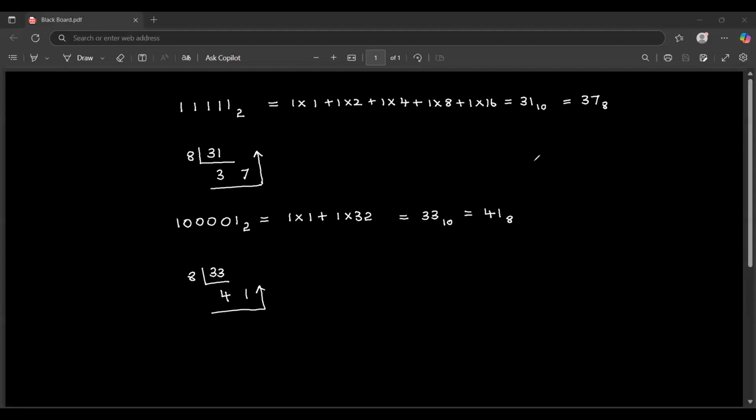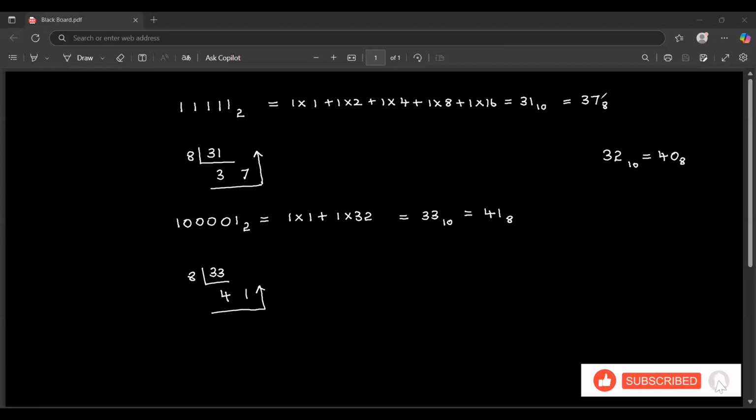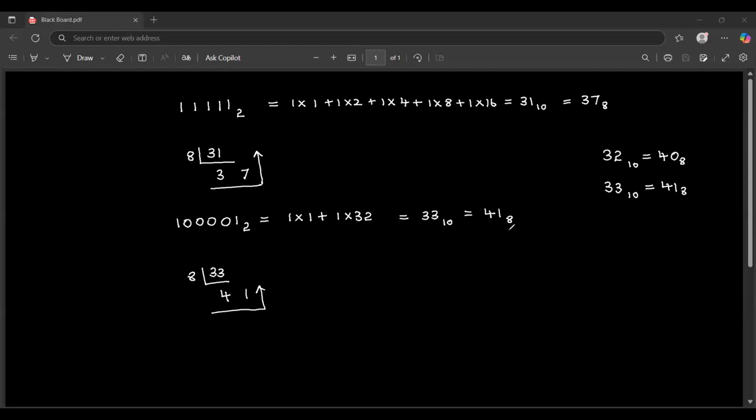How did I do that directly? Well, I know 31 to the base 10 is equal to 37 to the base 8. So 32 to the base 10 will be equal to 40 to the base 8, because we know after 7 it has to be 1 added to the 8th place. Okay, 1 added to the 8th place. So 33 to the base 10 will be equal to 41 to the base 8. That's what I did here.